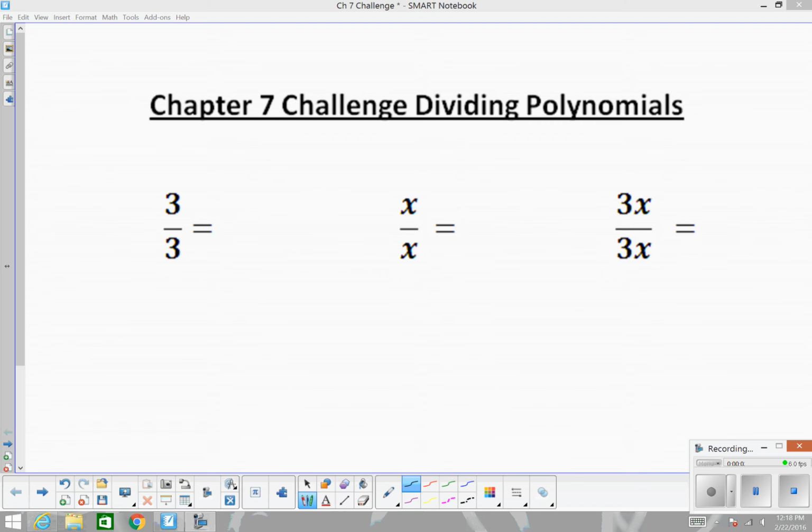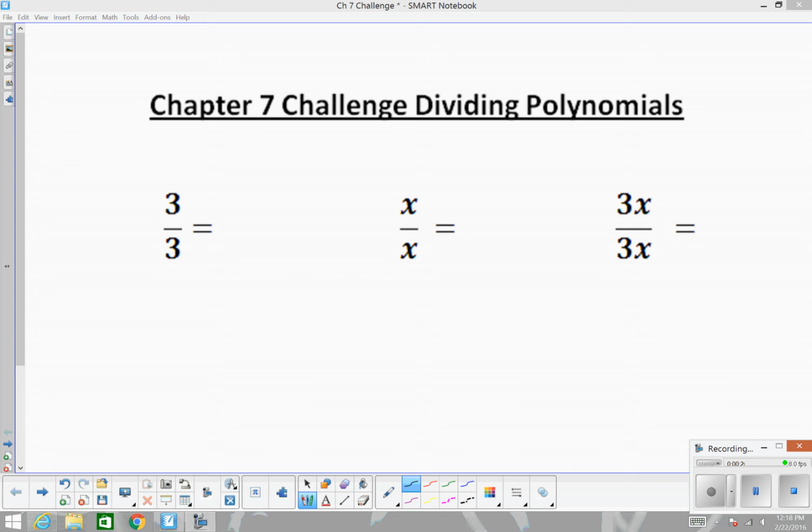Alright, so welcome. This is going to be a challenge section for chapter 7, and we're going to divide polynomials. We've added, subtracted, and multiplied polynomials up to this point, but we have not divided. I'm going to teach you a certain type of dividing where we are simplifying by factoring, and then we are going to divide out what becomes 0 and then simplify the expression that way.